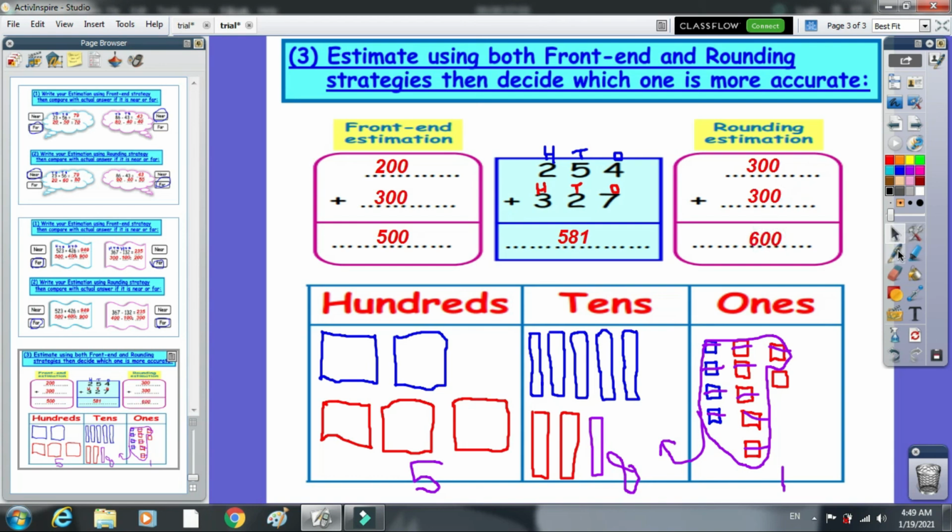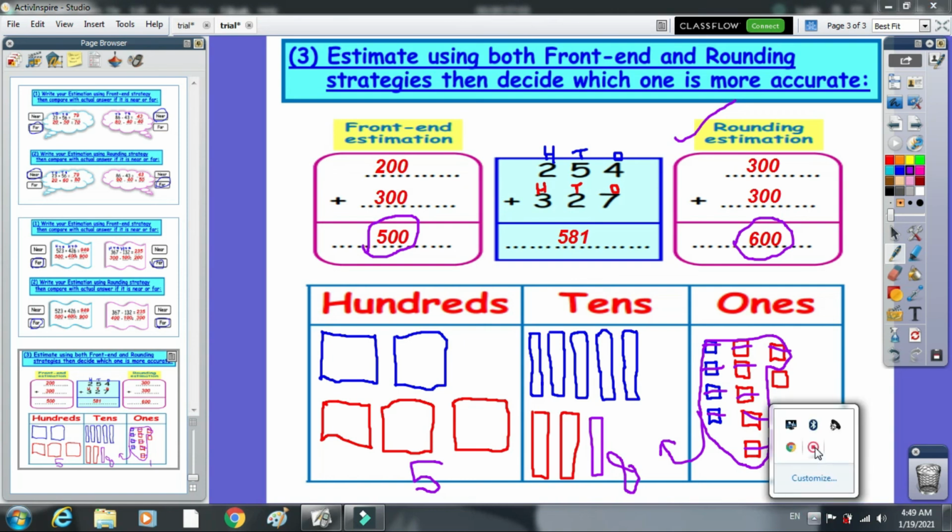Here I will compare between the two estimated sums. Here I have 600, and I have from the front end strategy 500, and you will find that 600 is nearer to 581 than 500. So the rounding strategy is more accurate, and it gives me a more accurate number to the actual sum.